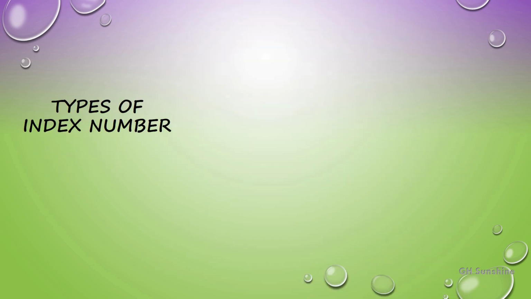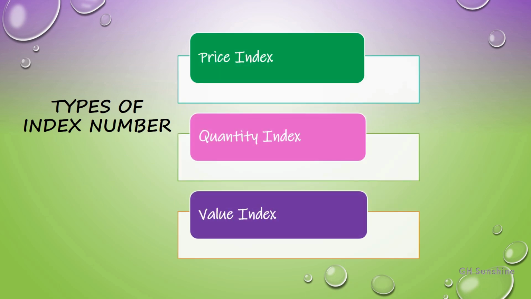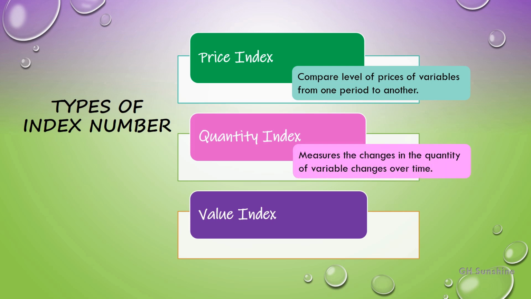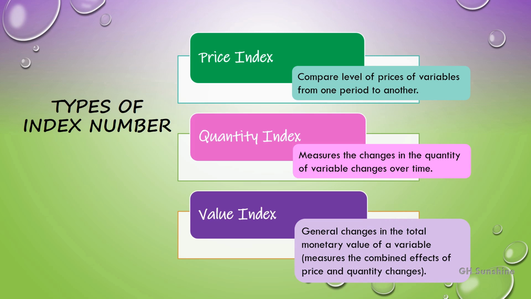Next, we proceed to types of index number. Three types. First is price index, means you compare level of price of variables from one period to another. Second is quantity index, which means the measurement is based on the changes in the quantity of variable changes over time. And third type is value index, which is combination effect of price and quantity.